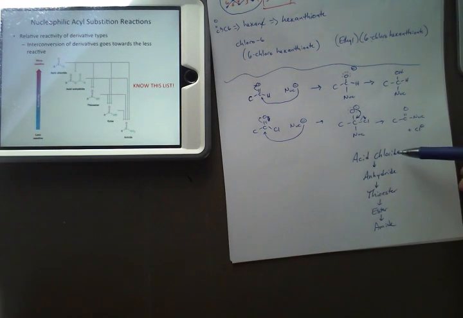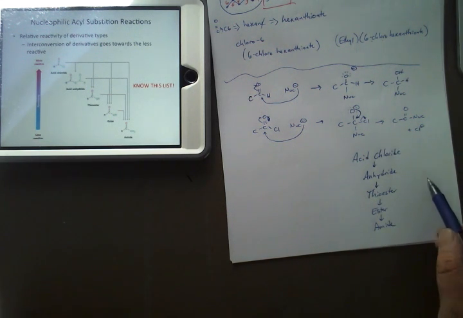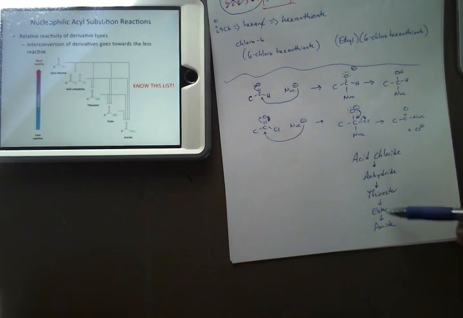Okay, so the way this works is that with this list, you can go side to side, so you could go from one acid chloride to another, or from one thioester to another. That'd be fine. You can go down this list. You can take an acid chloride down to an anhydride. You can take an anhydride down to a thioester. You can take an acid chloride down to an ester. No problem. But you cannot go back up.